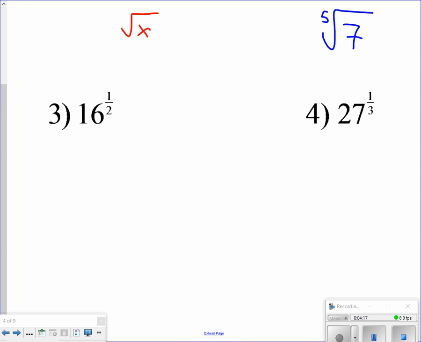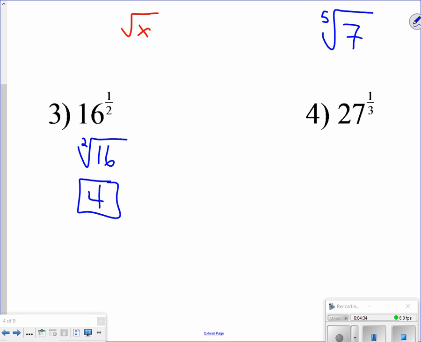16 to the 1/2 power is the same thing as the square root of 16. And we all know the square root of 16, make sure you simplify as much as possible. If you can, it's 4.